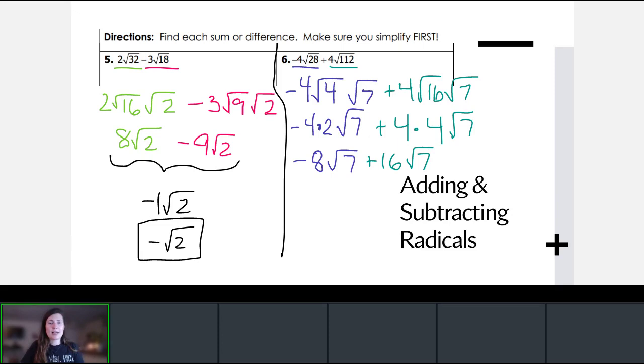Finally, our last line, we see that we actually have two terms that are like. They have the same radicand of 7. So we have negative 8 root 7 plus 16 root 7, which gives us positive 8 root 7. Negative 8 plus 16. And there we have it.